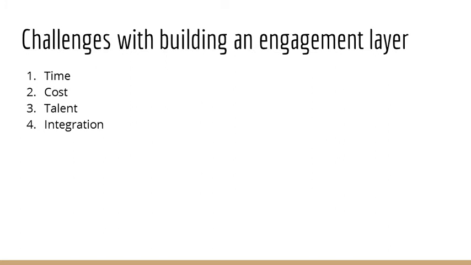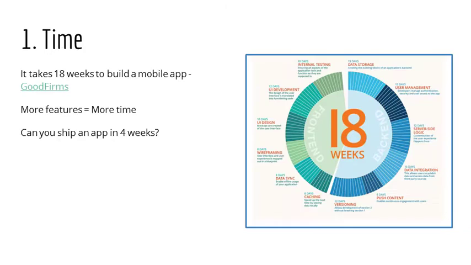There are 4 challenges to building an enterprise engagement layer: time, cost, talent, and integration. Let's look at each of these in some detail. First, time. It takes a good 18 weeks to build a mobile application. Much of this time goes into backend development, which is related to data management. There's also a good chunk of time that goes into front-end development. Now, the more features you add, the more time it takes.